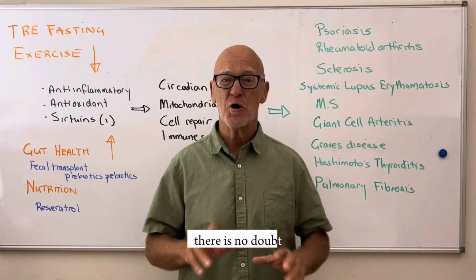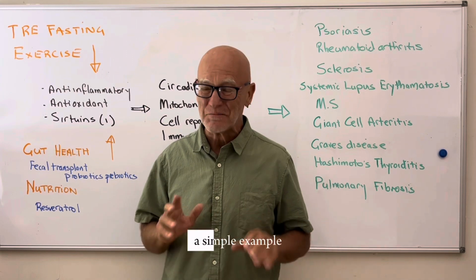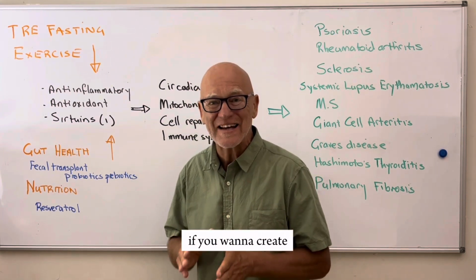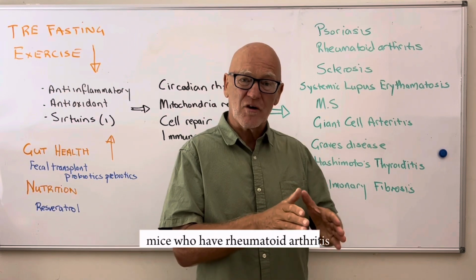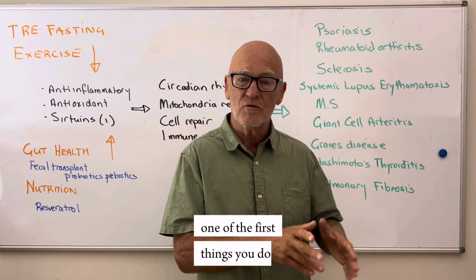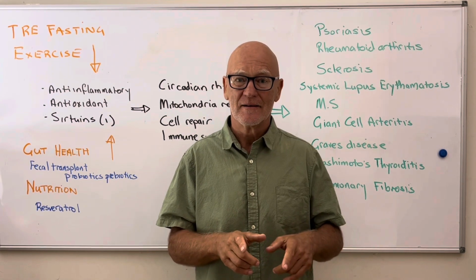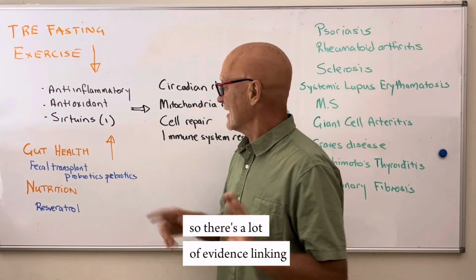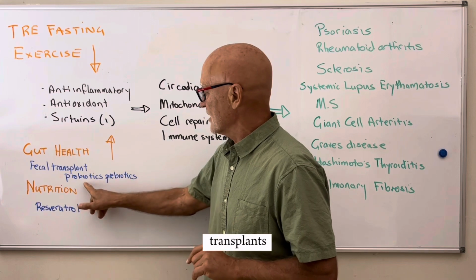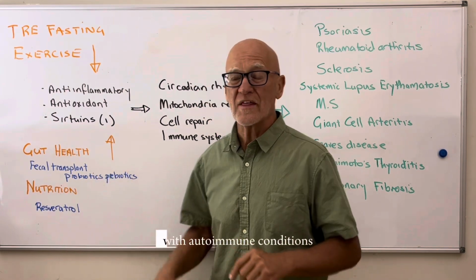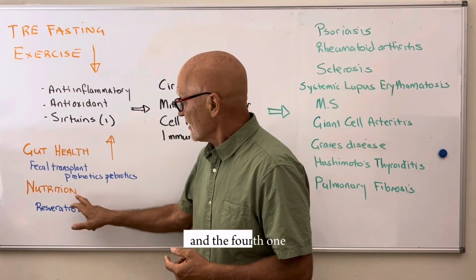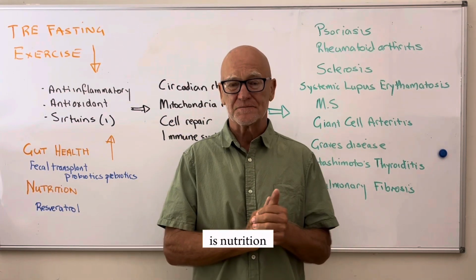There is no doubt. I'll give you a simple example. In the area of rheumatoid arthritis, if you want to create mice who have rheumatoid arthritis, one of the first things you do is poison their gut. So that creates the arthritis. Do you get the idea? So there's a lot of evidence linking gut health, fecal transplants, prebiotics, probiotics with autoimmune conditions, all of the autoimmune conditions. And the fourth one is nutrition.